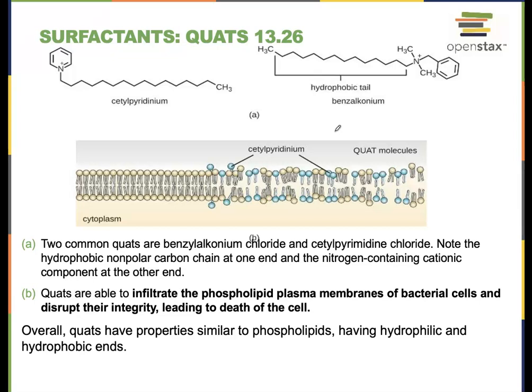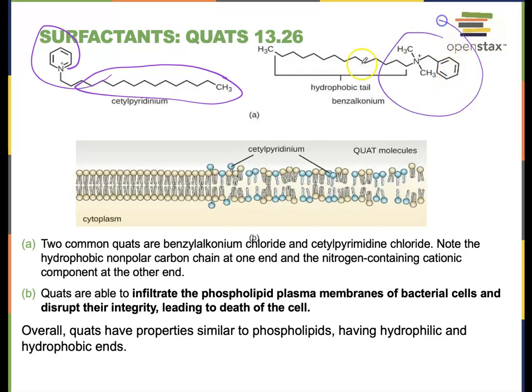Now, there is a special kind of surfactant called a quat, and you can see that the quat is really similar to what we just talked about. It has a long fatty acid tail. It has a hydrophilic head region. Here's another form of a quat, same thing, hydrophilic head and hydrophobic tail. These are the names of the quats. You don't need to memorize them, just know the term quat.